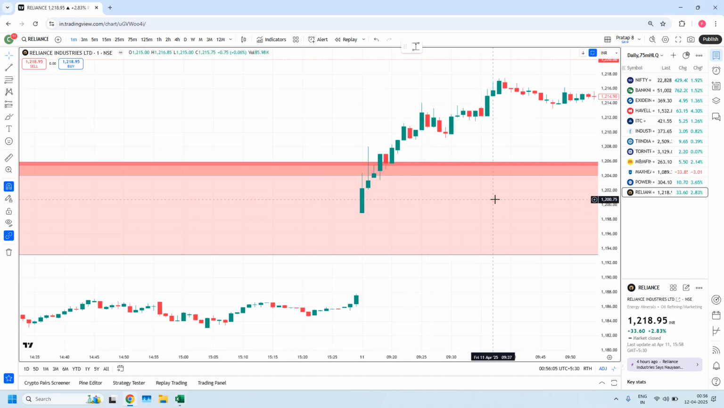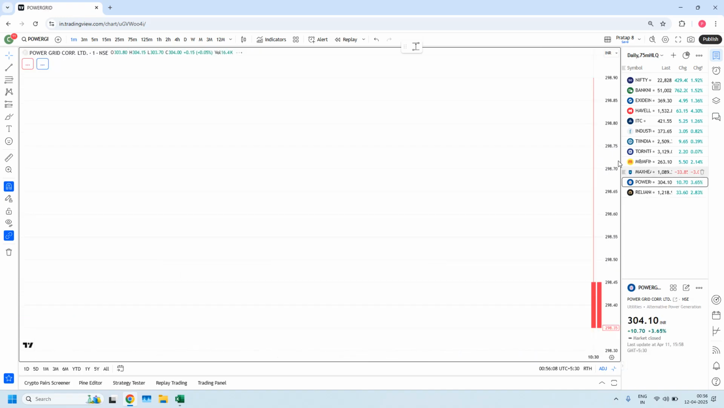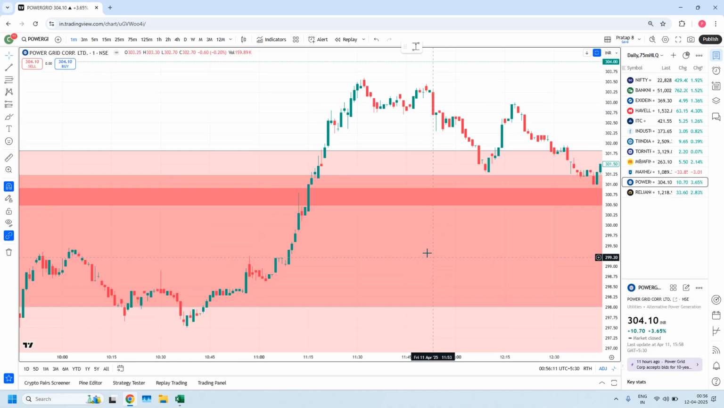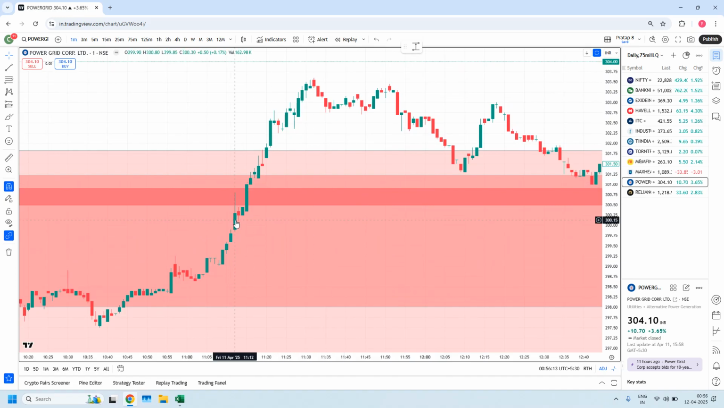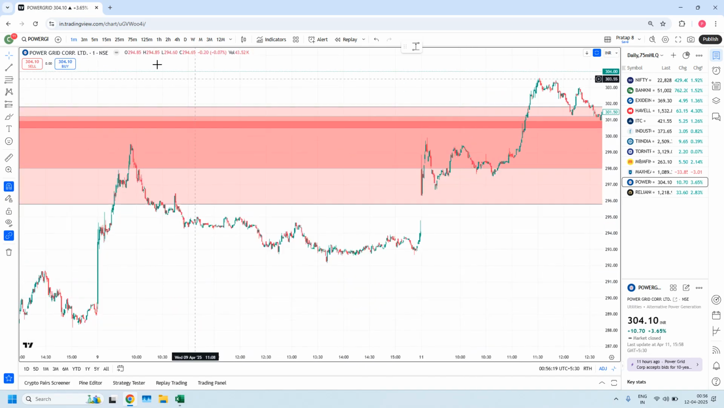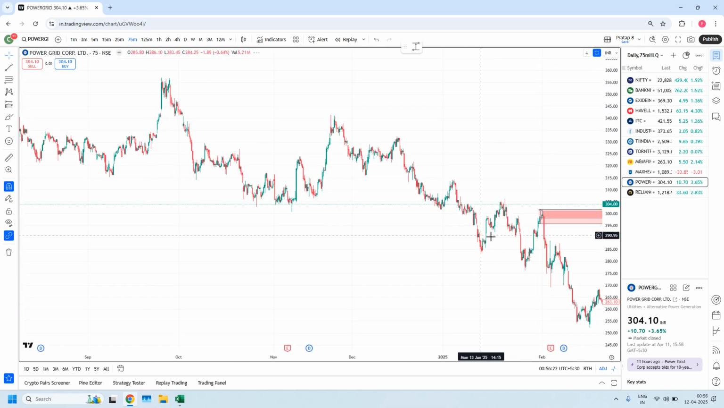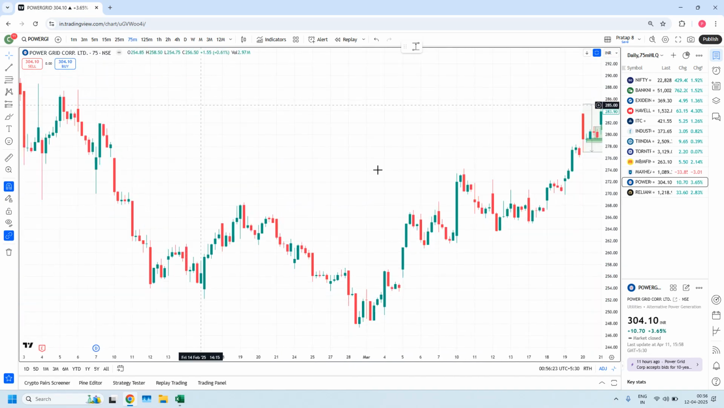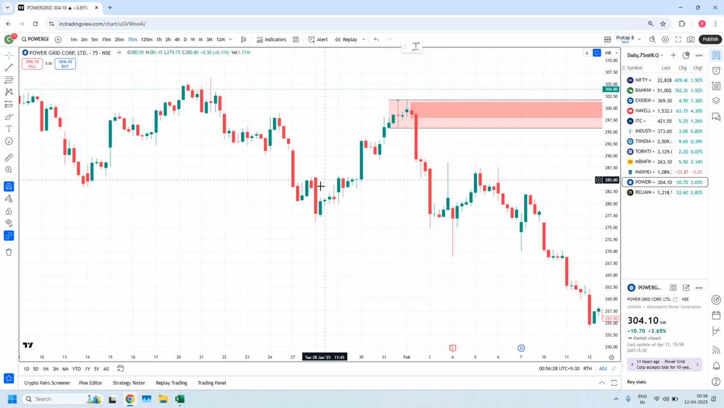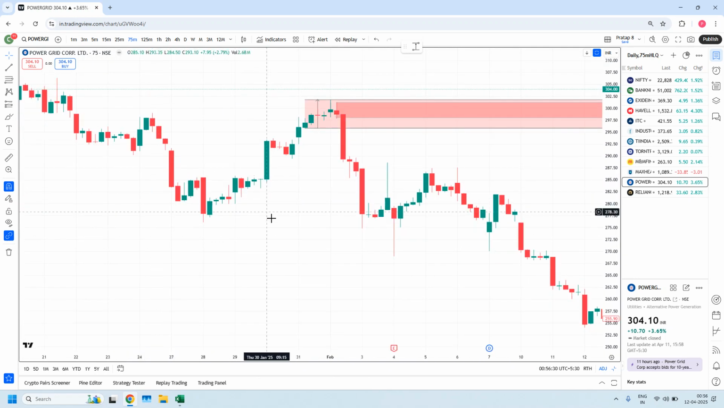Power Grid is also a stopped out trade. This is also a 75 minute supply zone. See, Power Grid, you got a trade at 11 o'clock. First of all, this is a 75 minute zone. How did our software identify this zone?